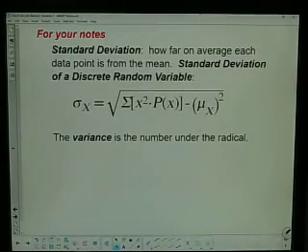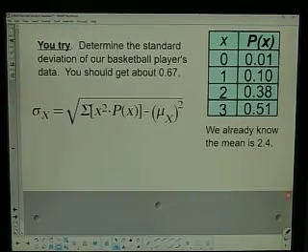All right, standard deviation for your notes. Now, this is a different kind of standard deviation. It's the standard deviation of a discrete random variable. So pause the video and copy this formula. And as always, the variance is the number under the radical. All right, notice this formula. And we're going to do it by hand for our basketball player situation. Determine the standard deviation of our basketball player's data. You should get about 0.67. Pause the video and try this.